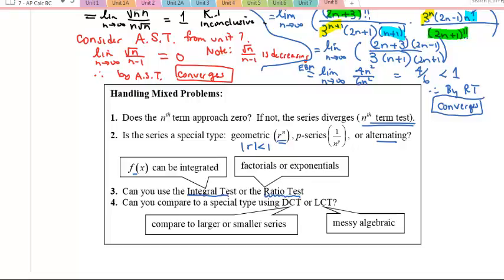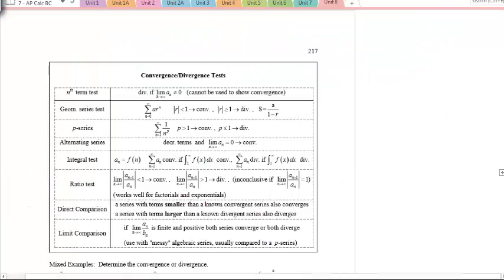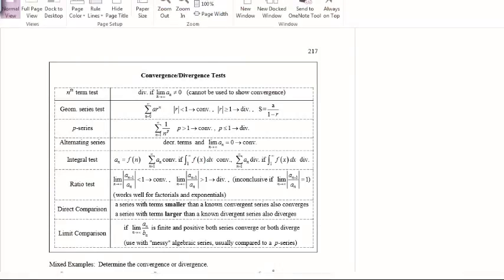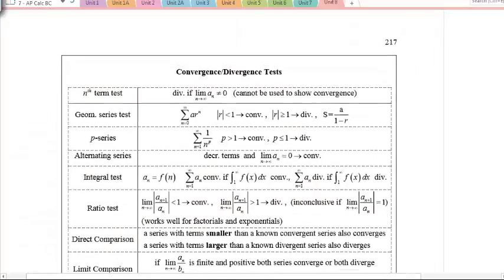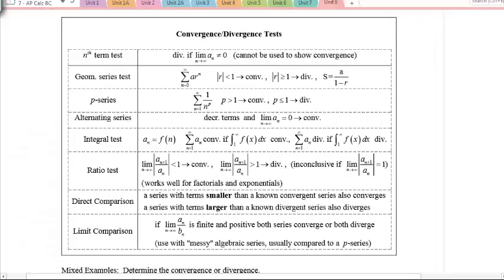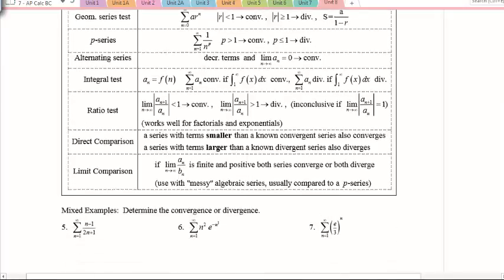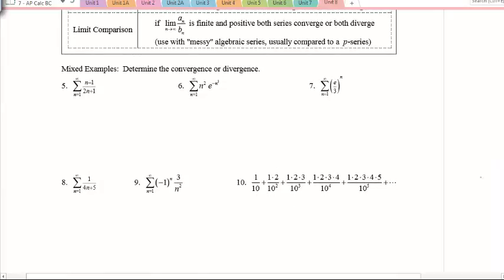So it's your turn now. Okay, I've listed the tests here on the next page. You should have these all memorized. I've listed the order I would do things as well. Okay, and now I'd like you to quickly review these yourself and try these mixed examples.